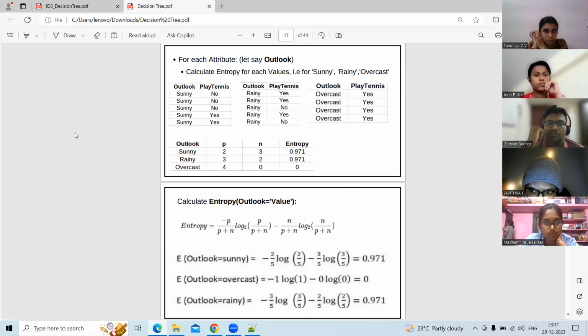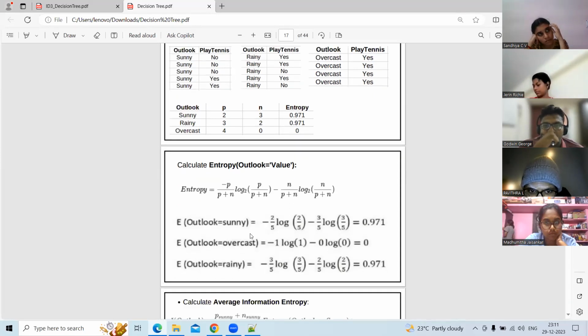Entropy whenever the outlook is sunny. Whenever it is sunny, we have 3 no's and 2 times a person will play. So if you calculate it, it is 2 by 5 times log 2 by 5 minus 3 by 5 log 3 by 5, which is nothing but 0.971. Now, overcast. There is no 'no' here. The person will always play tennis here, so the probability of playing tennis is 1. So 1 log 1 minus 0 log 0. Log 1 is 0, and 0 times anything is 0. So we have 0 here, which means there is no entropy.